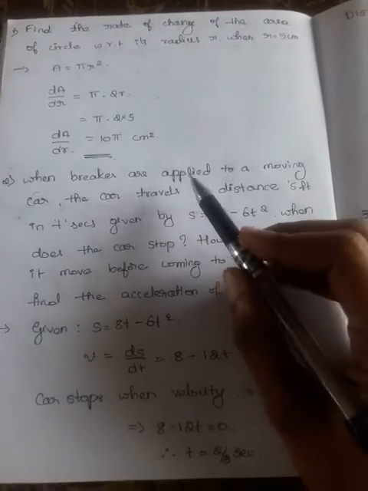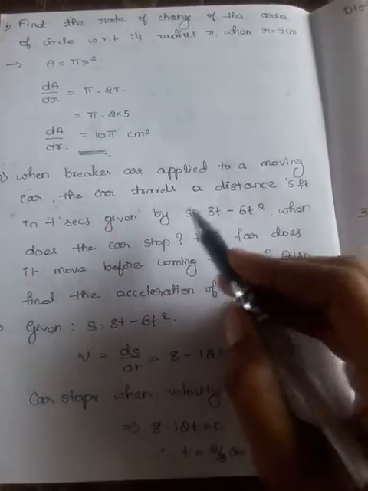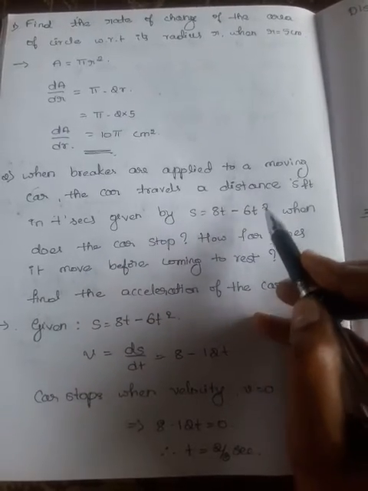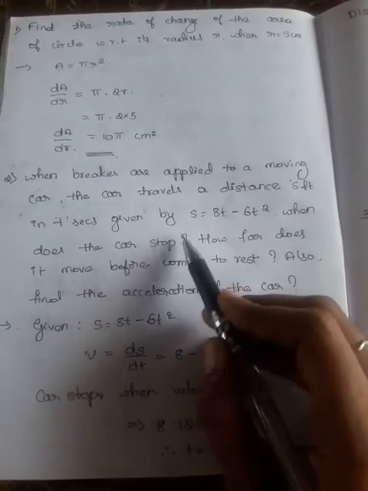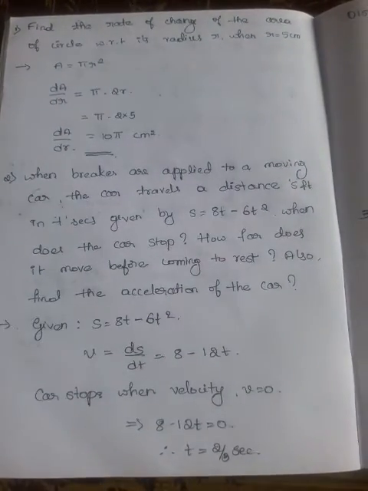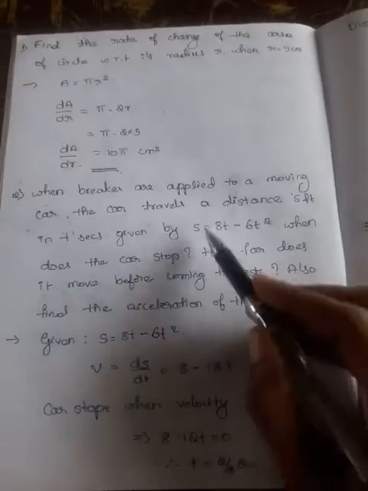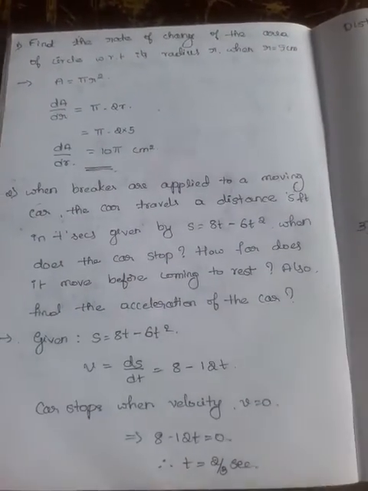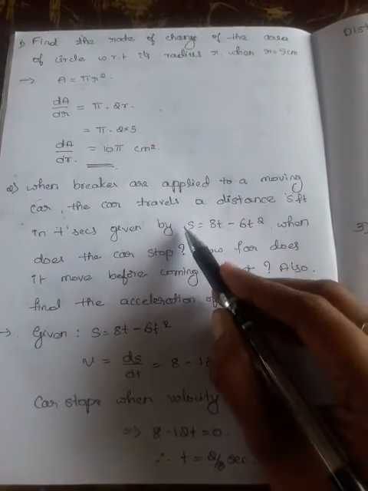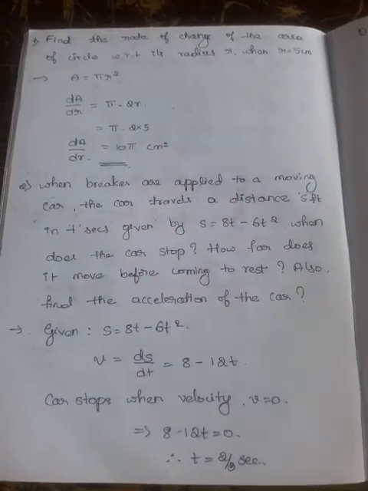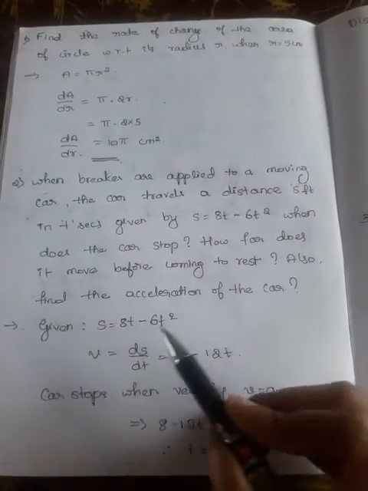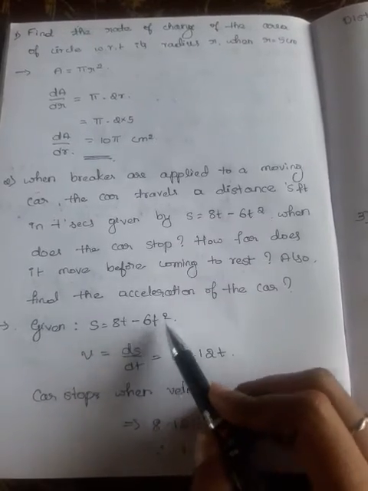It is given that for a moving car, when the brakes are applied, the distance is given by s is equal to 8t minus 6t square. When does the car stop? We have to find that, and how far does it move before coming to rest? We know that the car will stop when the velocity becomes 0. The s value is given. By using this s value, we have to find the velocity, then equate that velocity to 0 because the car stops.